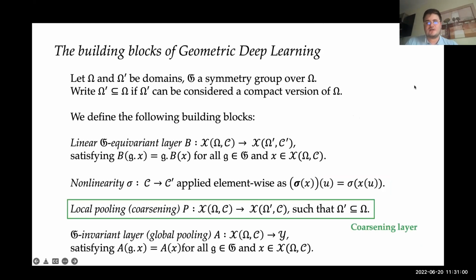And the last part, which is sometimes important, especially when you deal with images, is this local pooling or coarsening layer, where we sometimes go over inputs of a particular domain to try to coarsen them onto some smaller domain omega prime. This is very useful for images, not that useful for graphs in recent times, so that's why we don't talk about it as much in our write-up.